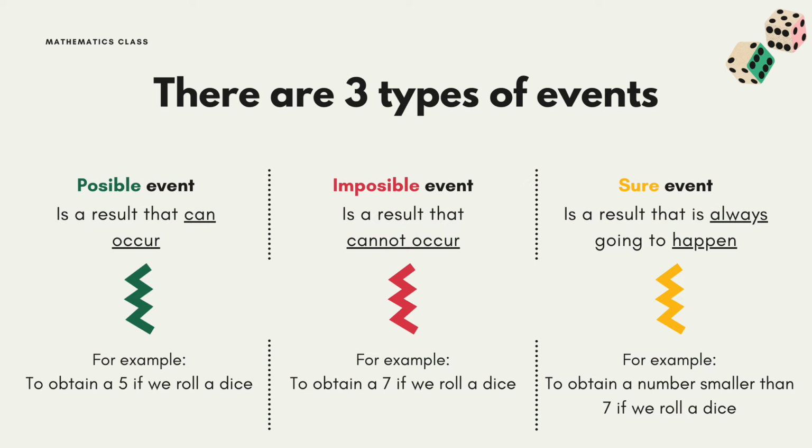There are three types of events. First of all, possible event, that is, a result that can occur. For example, to obtain a 5 if we roll a dice. Secondly, an impossible event, that is, a result that cannot occur. For example, to obtain a 7 if we roll a dice, because dice don't have the number 7. And finally, sure event is a result that is always going to happen. For example, to obtain a number smaller than 7 if we roll a dice, because all the numbers in the dice are smaller than 7.